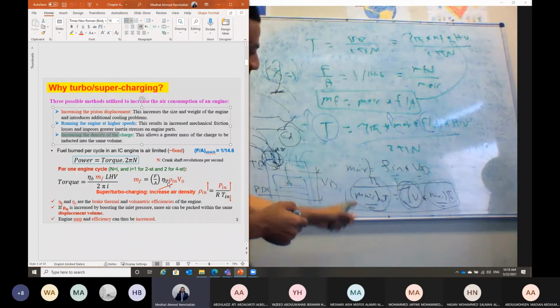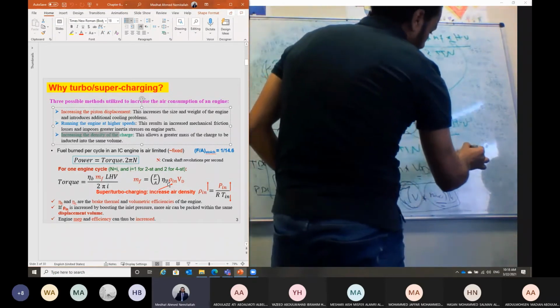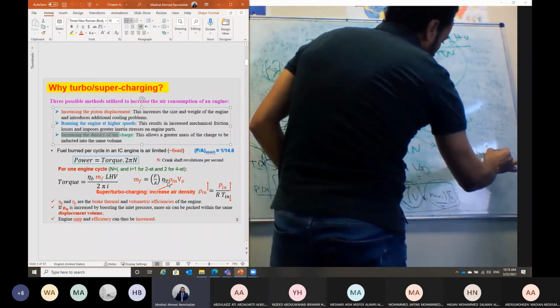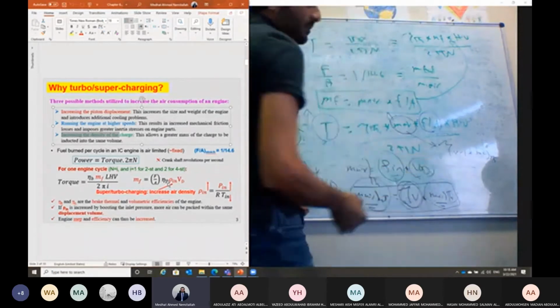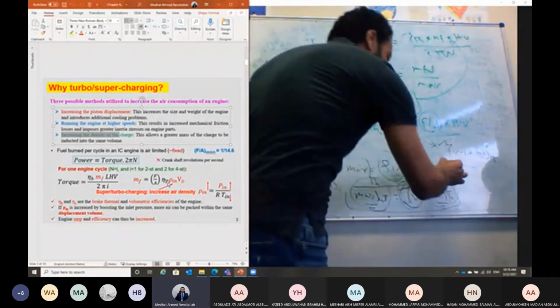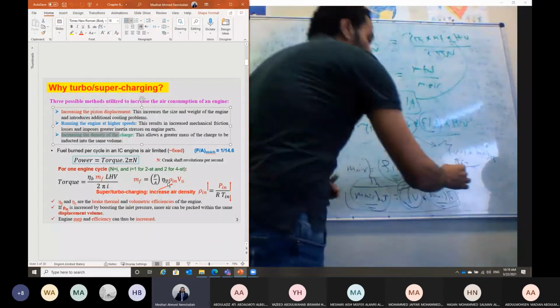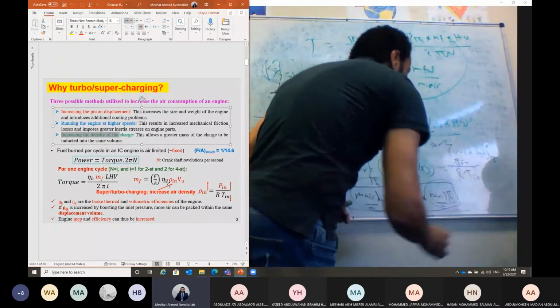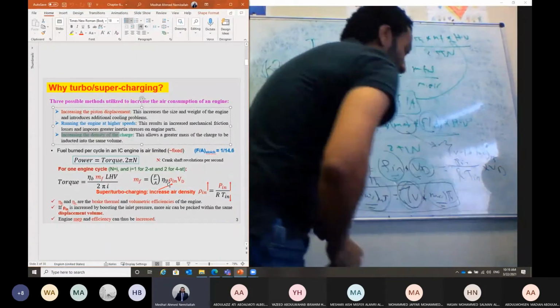But anyway, the actual mass flow rate of air in this case will be equal to eta volumetric multiplied by the theoretical mass of air. And the theoretical mass of air is density multiplied by the displacement volume. This density is the intake pressure in the intake manifold divided by R multiplied by the intake manifold temperature of the air, multiplied by the displacement volume.